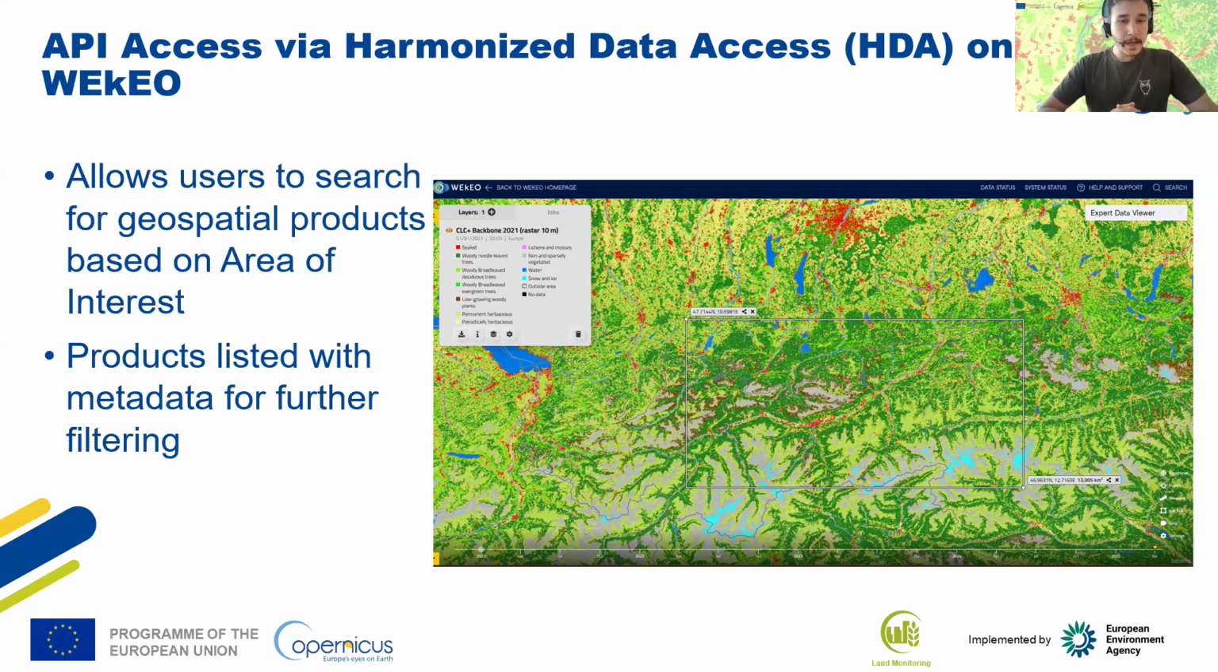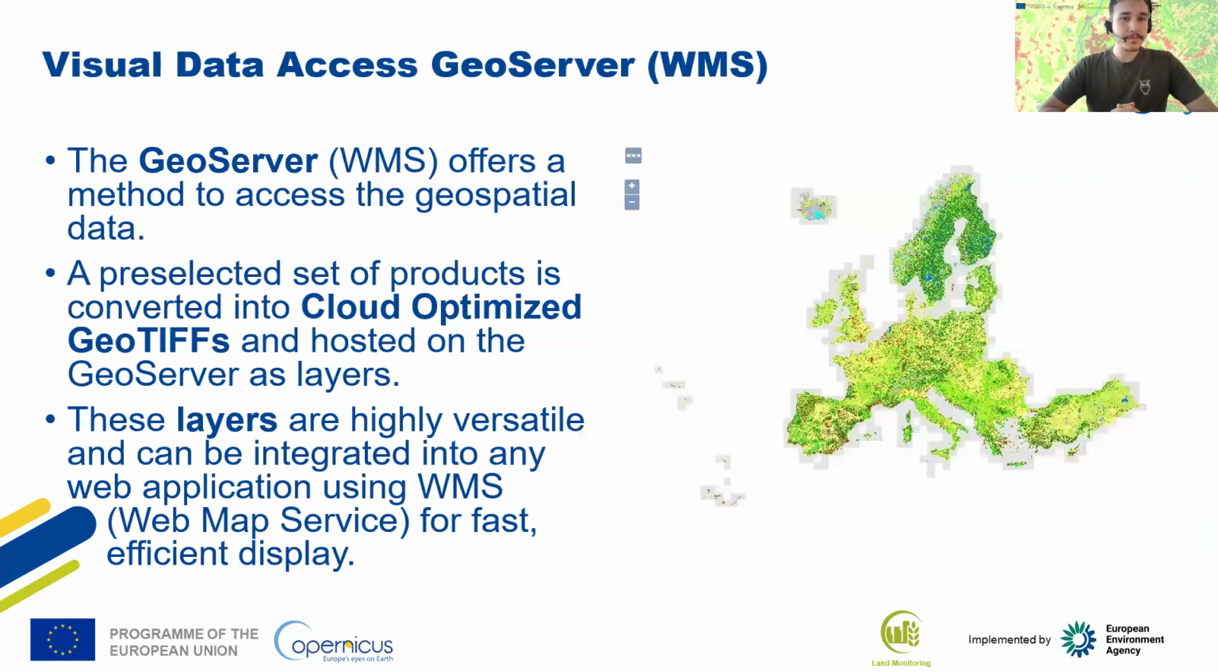And lastly, we have the GeoServer. This is quite a highly versatile entry point. And again, it can be used to integrate with other web applications using the WMS. This is a great way to request specific Backbone imagery data.